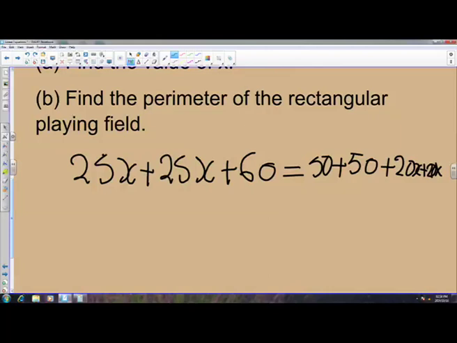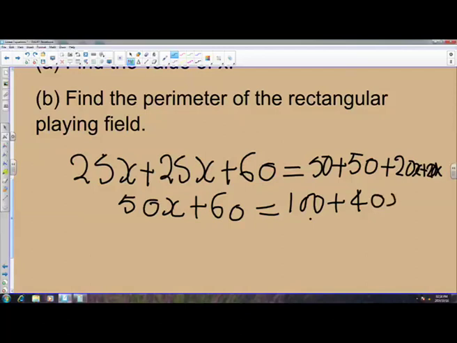playing field. And then the 25x plus 25x plus 60 gives us the perimeter of the triangular crawl. Now 25x plus 25x is 50x. 50x plus 60 equals 50 plus 50, this is 100, and then 20x plus 20x is plus 40x. Right. Now we've got an equation which appears a little bit simpler. 50x plus 60 equals 100 plus 40x.